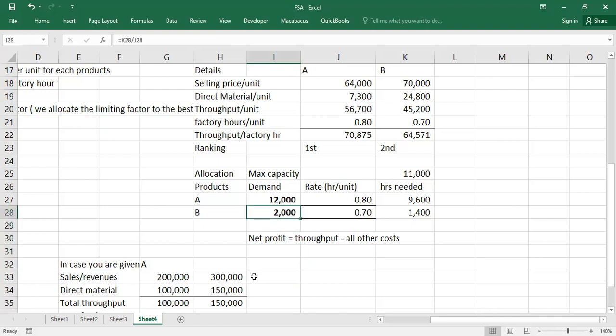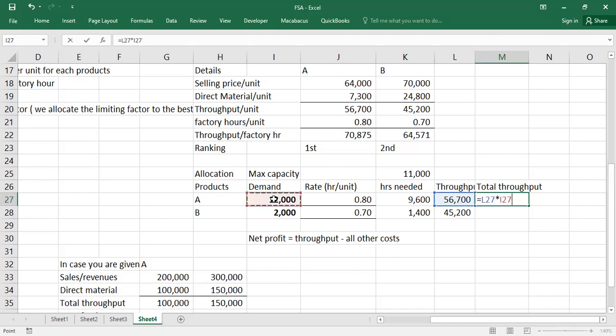So if we are to apply it here, what we have here is number of hours and number of units. So you can apply the throughput. You put here throughput per unit, which we already computed. Throughput per unit for A is this. For B, it is this one. Okay, per unit. Therefore, my total throughput will be given by throughput per unit times the number of units that are produced.